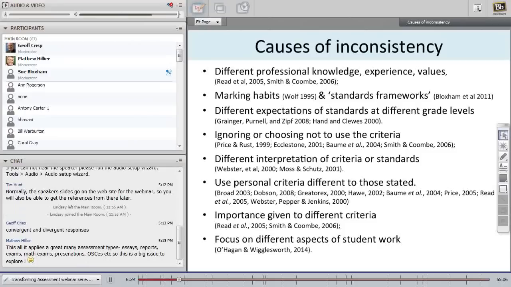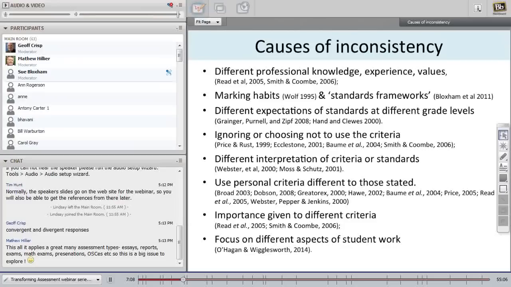Also, there's evidence that people just choose not to use the criteria, either in a deliberate fashion because they don't like having them imposed, but more so in our research is that they just feel they know what the standards are, so they don't feel a need to look closely at what has been written down. There's some evidence that people interpret the criteria differently, so again that links to this different knowledge and experience and values, and that clearly is going to impact on variability.